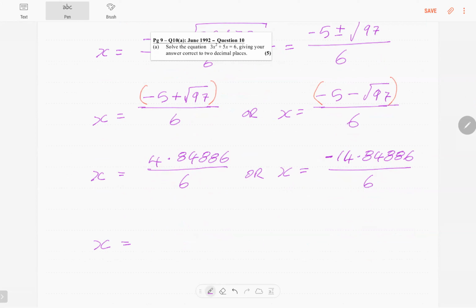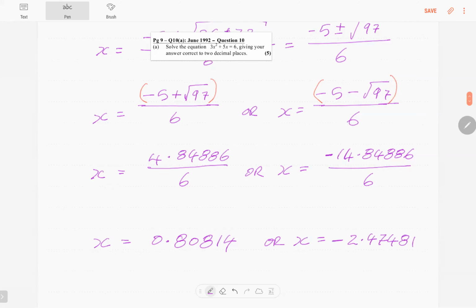So it's 4.84886 divided by 6, and this one is 0.80814. It's 2 decimal places, right? The question says 2 decimal places, so I'm going to correct them to 2 decimal places. And 14.84886 divided by 6 gives -2.47481. But the question said 2 decimal places.